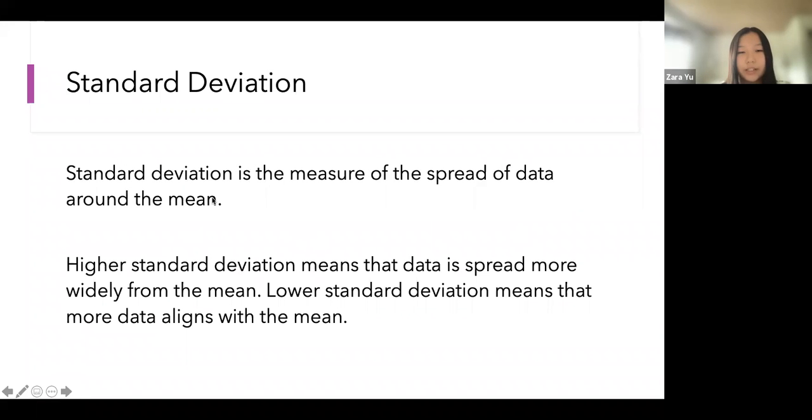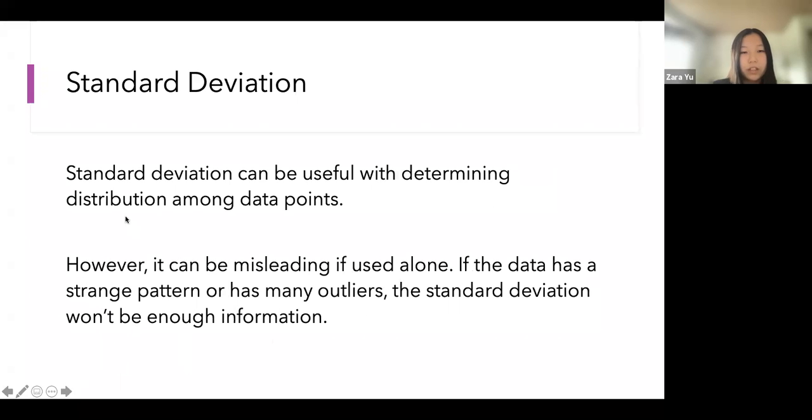The next thing is standard deviation, and that's just the measure of the spread of data around the mean. So higher standard deviation means that the data is farther away from the mean, and lower standard deviation means that it's closer to the mean. So it can be useful with determining distribution among the data points, but it can be misleading if you solely use it by itself, because if the data has a weird pattern to it or has a lot of outliers, the standard deviation wouldn't give enough information. So you have to look for more things, but this is a good tool to use.